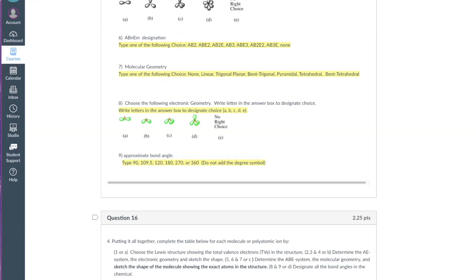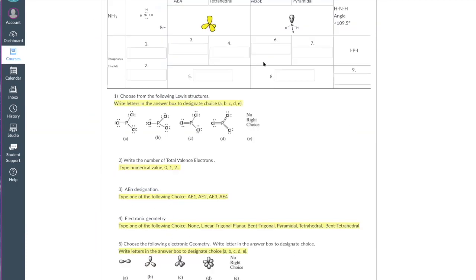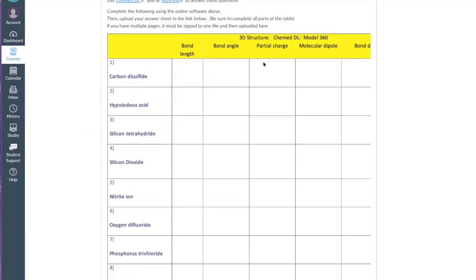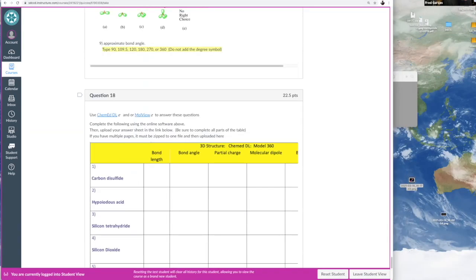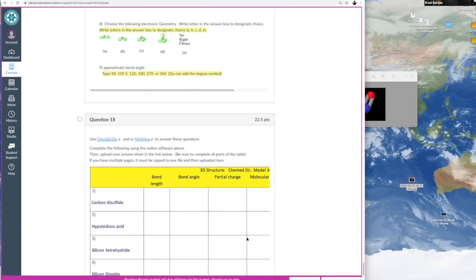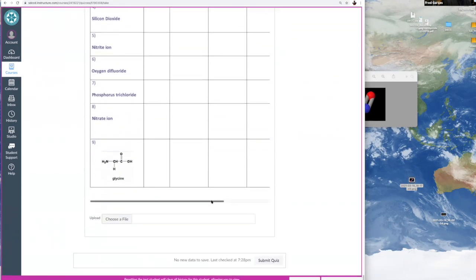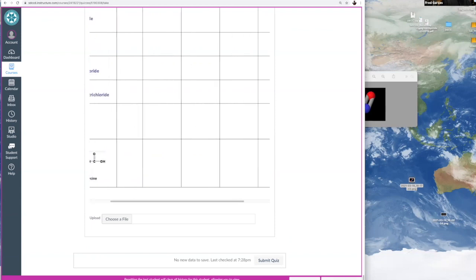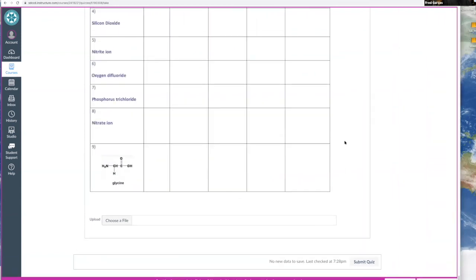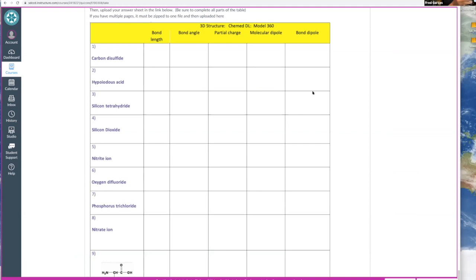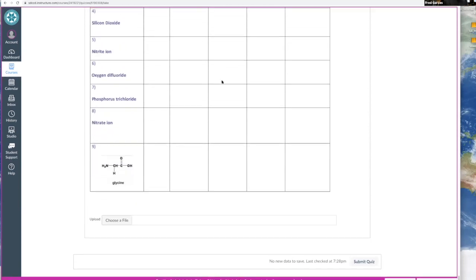Let me finally finish up with this. Let's go to this page right here. Okay. Bond length, bond angle, partial charge, bond dipole. And again, if this thing gets squished like this, so you don't see it all, you need to either scroll down or expand your window so you can see it. But this is just a screenshot. You guys will need to put this on your paper and then upload it.